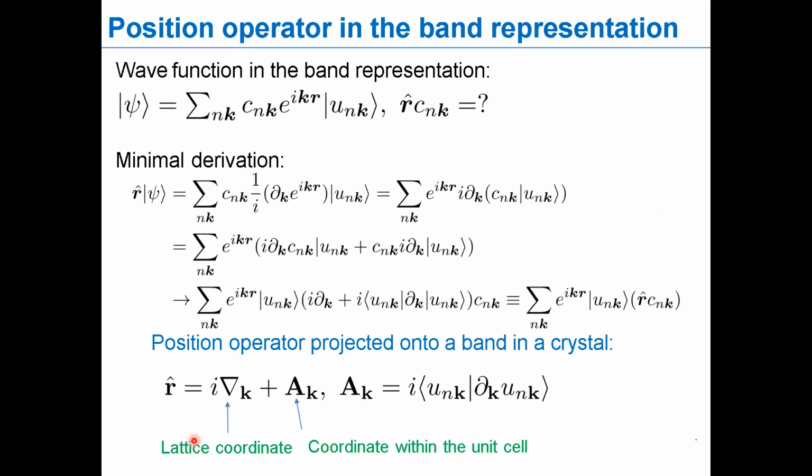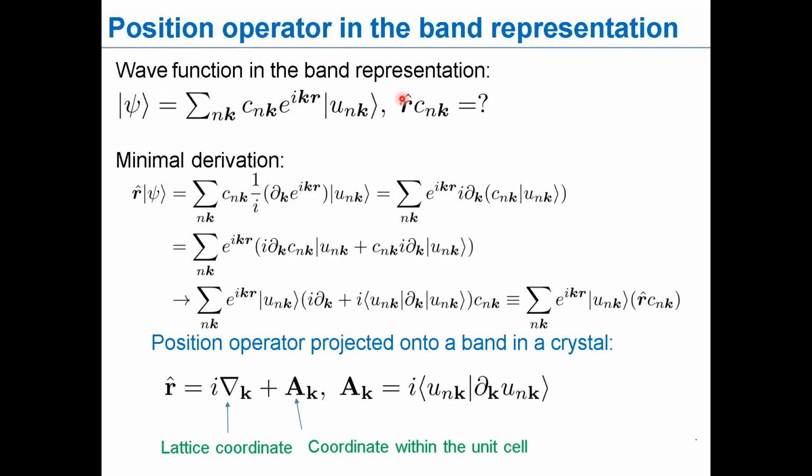This is the first correction to classical dynamics, and the easiest way to introduce it, and we will need this information later on, is to consider what happens to the position operator for an electron on a lattice. The wave function in the band representation, the Bloch representation, is this superposition with some coefficients c_k, and these coefficients are essentially the wave functions in band representation.